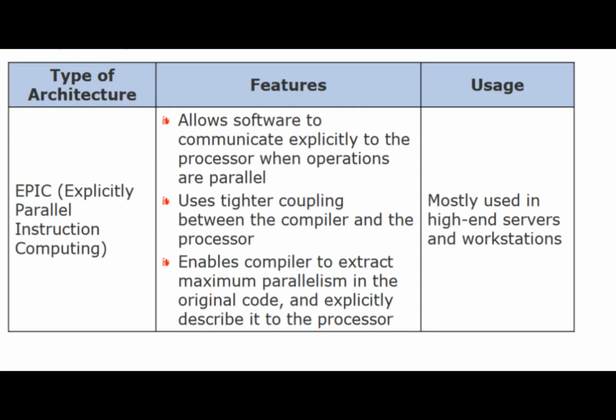EPIC, explicitly parallel instruction computing. Mostly used in high-end servers and workstations. Allows software to communicate explicitly to the processor when operations are parallel. Uses tighter coupling between the compiler and the processor. Enables the compiler to extract maximum parallelism in the original code and explicitly describe it to the processor.